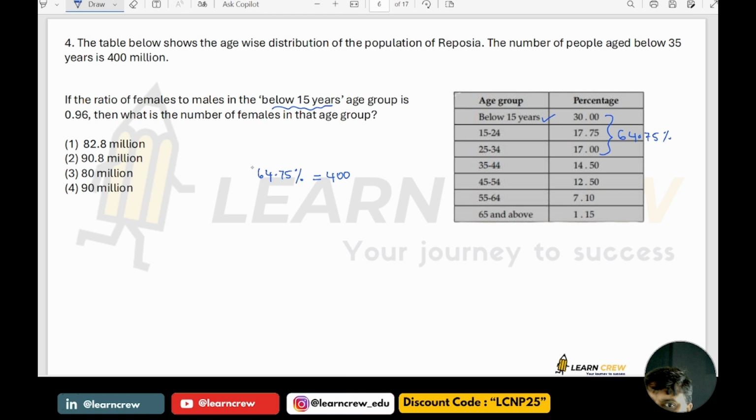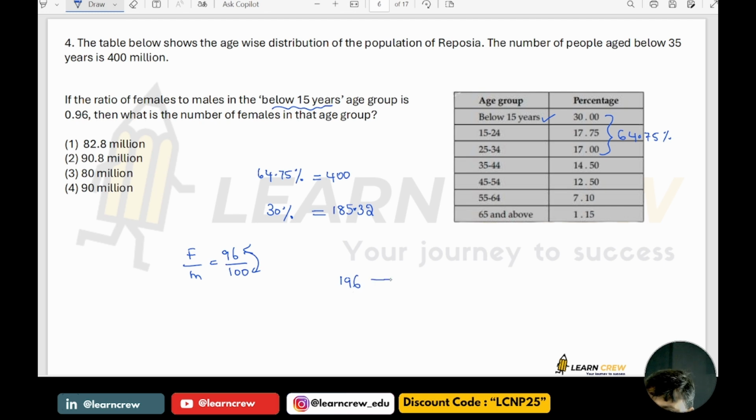Now, age below 15 years. Below 15 years means it is 30 percentage. So 30 percentage would be how much? It is approximately very close to 185.32. So below 15 years, the total people are 185.32 million. In this, males are there and females are there. And the females to males ratio is 0.96, means 96 by 100.